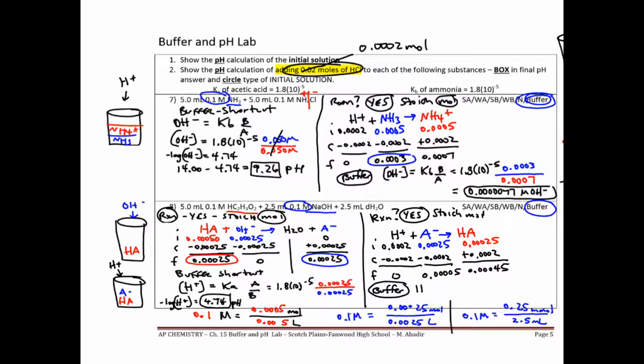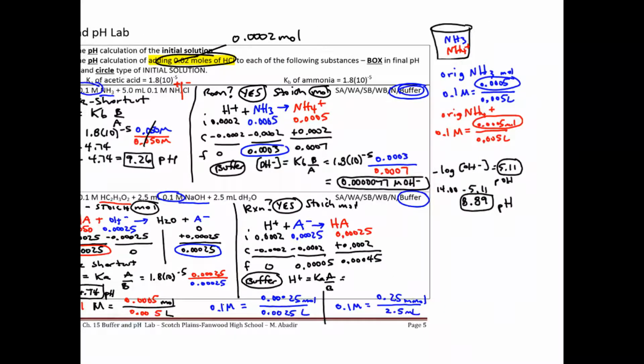So we're going to do the H+ shortcut, which is equal to Ka times A over B. And I'll give myself a little bit more space here. So we're going to go 1.8 times 10 to the minus 5th times the acid, which is the 0.00045, divided by the base, which is the 0.00005. And when you do the math for this, you should get H+ to equal 0.000162 molar. That is the H+ concentration. So when you take the negative log of H plus, you're going to get a pH of 3.79.